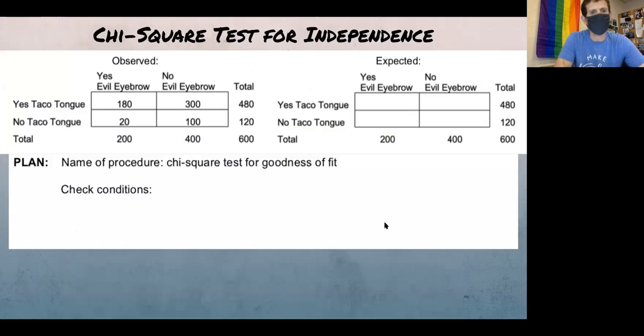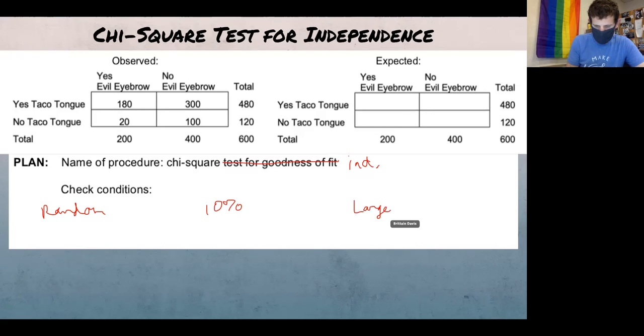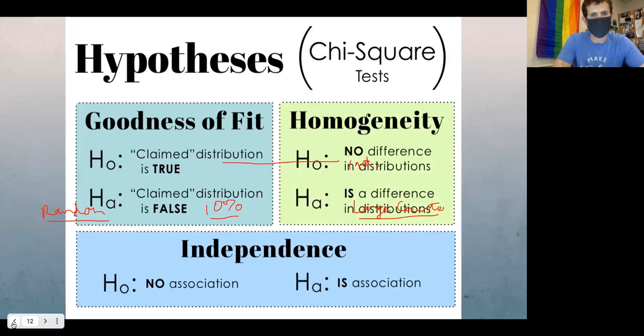Okay. Name of procedure. Oh, it's not the chi-square test for goodness of fit. This is the chi-square test of independence. All right, check conditions. Same as before, this needed to be random. Needs to have the 10% condition met, and it needs to meet the large counts. And we'll see the same thing as yesterday, but let's go back to the prompt.